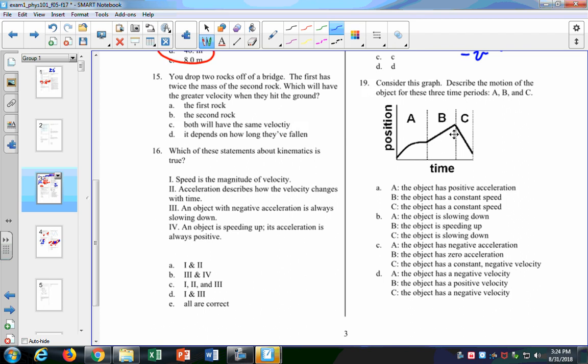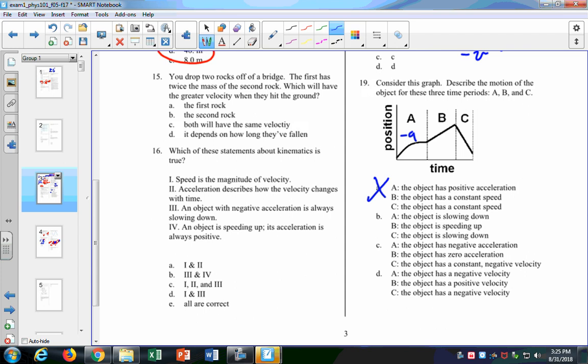It's a little more complicated than that. It is slowing down, and it has positive velocity. So both of those have to be true. Just because it's slowing down doesn't mean that it's negative acceleration. But in this case, the velocity is positive, and it's slowing down, so I know that it has negative acceleration. I'm just going to write that. So that's not the answer.